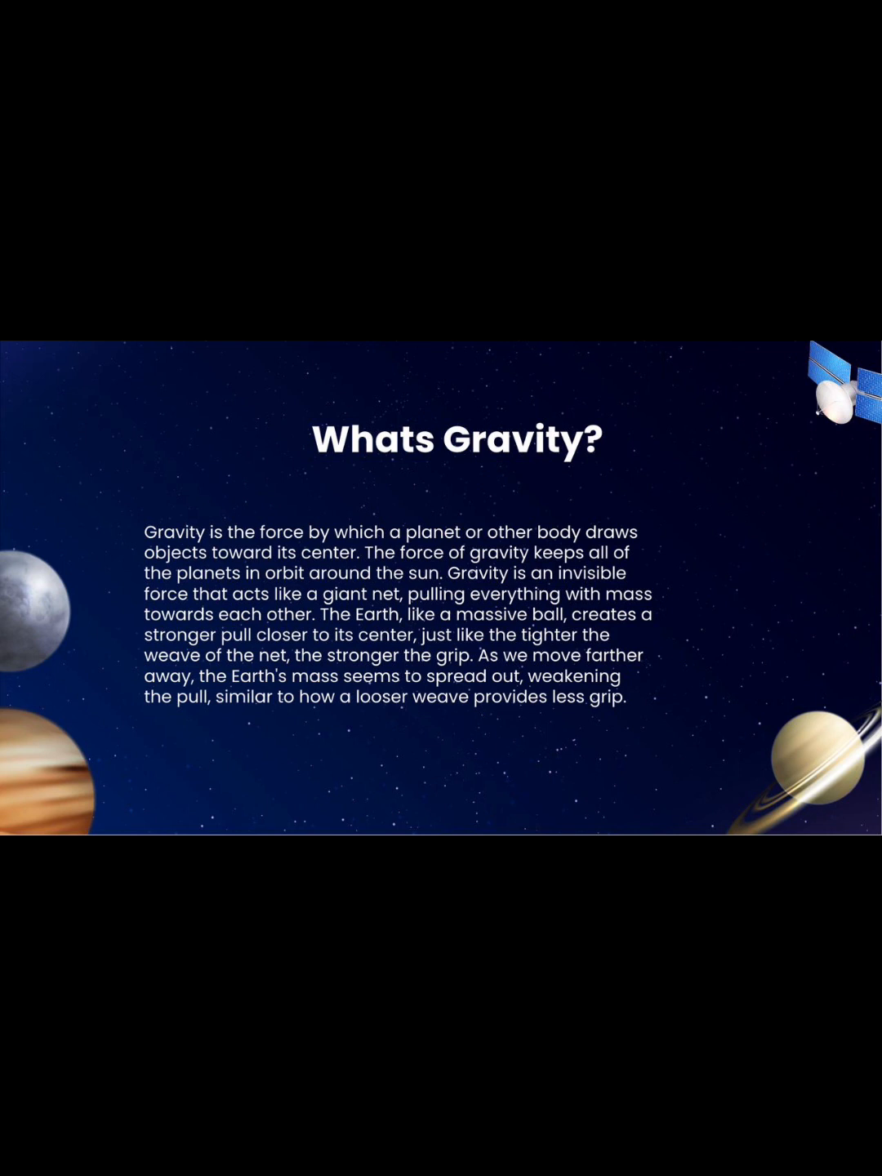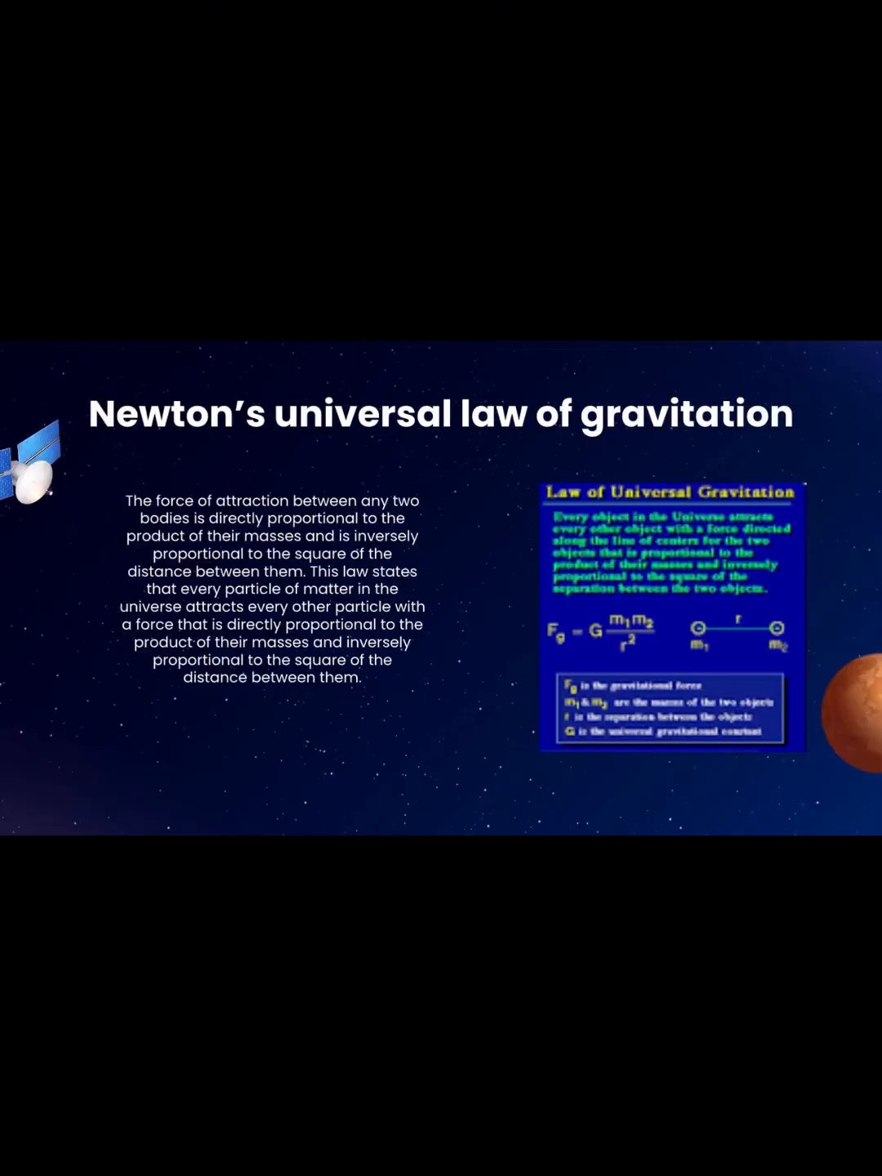The Earth, like a massive ball, creates a stronger pull closer to its center. Just like the tighter the weave of the net, the stronger the grip. As we move farther away, the Earth's mass seems to spread out, weakening the pull, similar to how a looser weave provides less grip.